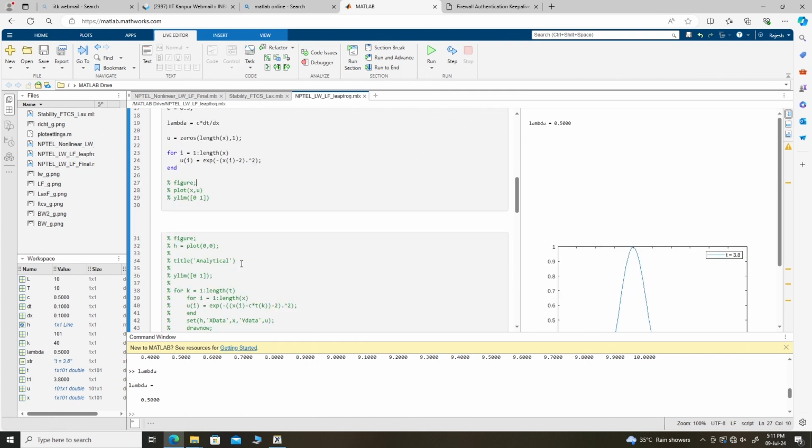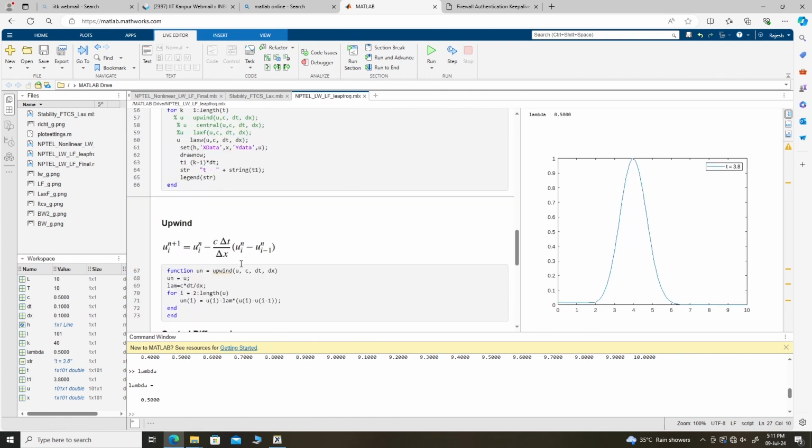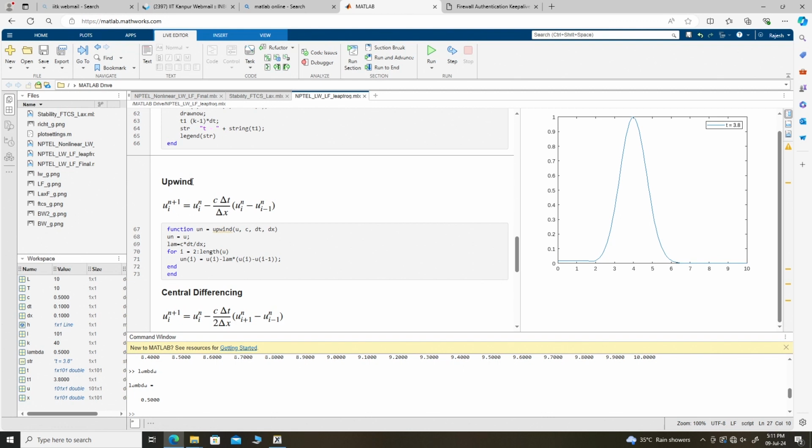Okay, and now I have written the code for different schemes. Here you can see this is the upwind scheme, c delta t by del x (u_i minus u_i minus 1) at n. I am using c delta t by del x equal to lambda. This is very simple code. It goes from 2 to length of u, basically the total size.